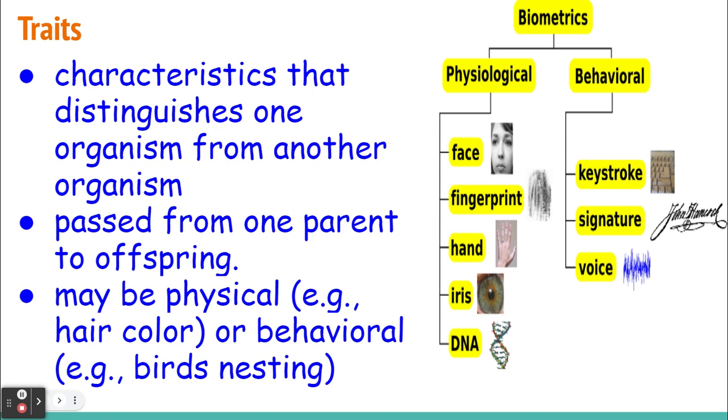Traits. Traits are characteristics that distinguish one organism from another organism, and we talked about this at the beginning of the video. Passed from one parent to the offspring. May be physical, for example, like hair color, or behavioral, like birds nesting. So if we look over here, we kind of have a breakdown of both. Behavioral, we have like keystroke, signature, voice. Physiological, we have face, fingerprint, hand, iris, DNA.